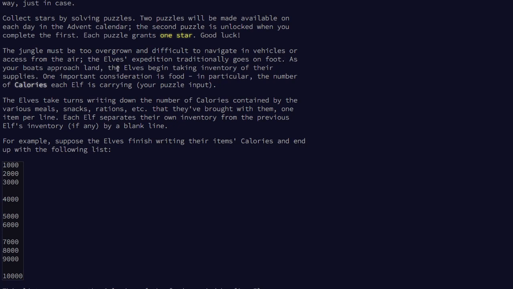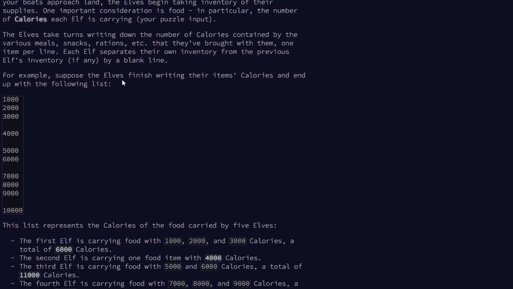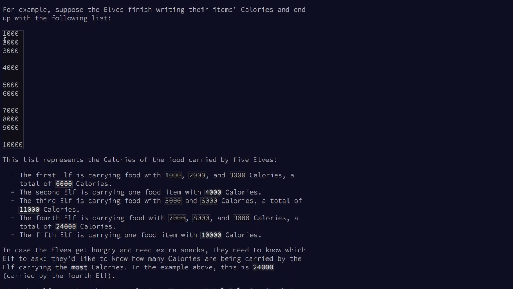As your boats approach land, the elves begin taking inventory of their supplies. One important consideration is food, in particular the number of calories each elf is carrying, in a puzzle input. The elves take turns writing down the number of calories contained by the various meals, snacks, rations, etc. that they have brought with them, 1 item per line. Each elf separates their own inventory from the previous elf's inventory, if any, by a blank line. For example, suppose the elves finish writing their items' calories and end up with the following list.